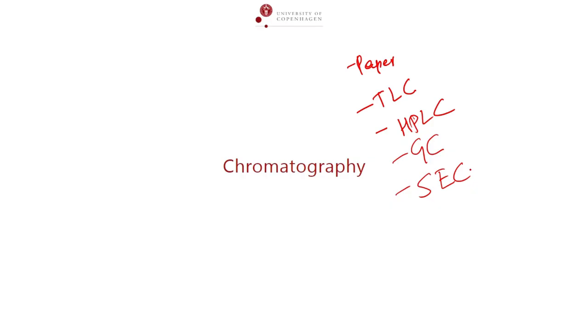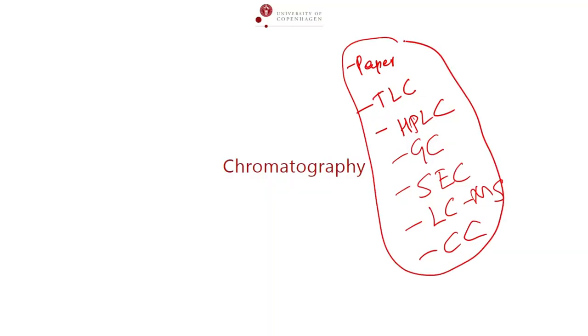Anything else? LCMS. LCMS is liquid chromatography combined with mass spectrometry. Anything other chromatography? Column chromatography, CC. There are a lot of branches. Affinity chromatography, gel filtration chromatography, liquid chromatography, HPLC again, hydrophobic interaction chromatography. It's a lot of different chromatographic techniques. I just want to tell you that you already know many things about chromatography.